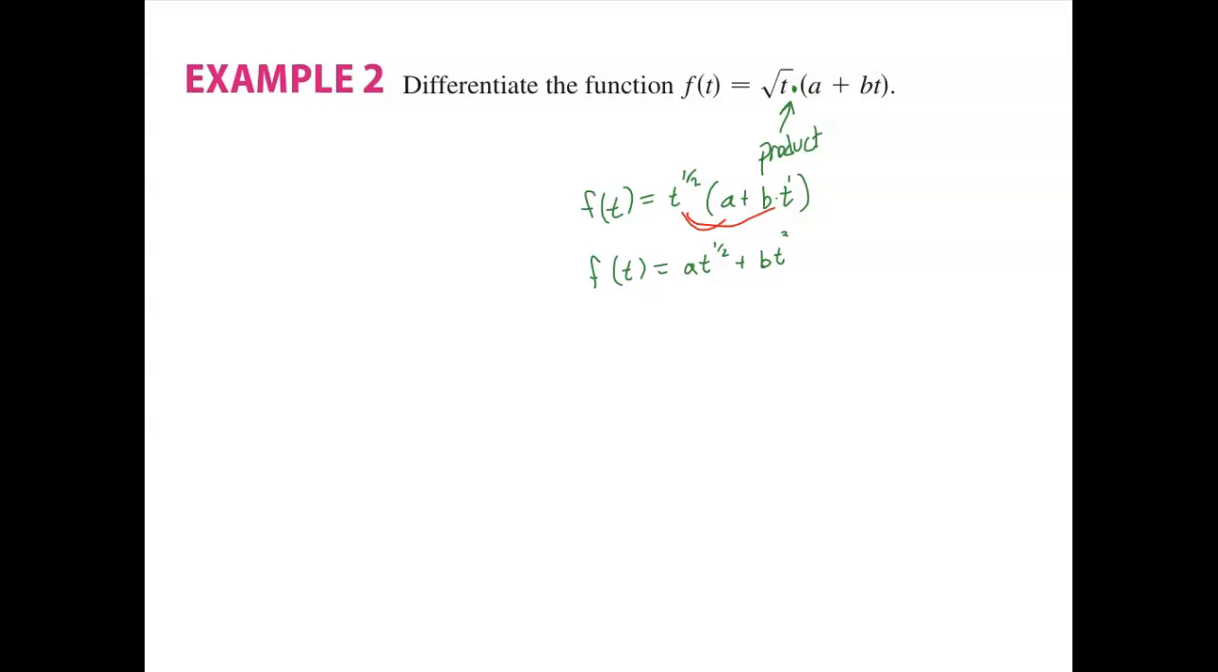3/2. Excellent. And now we can take the derivative, avoiding using the product rule. Remember that a and b in this case are just constants. t is our variable. So I'd have 1/2 a t to the -1/2 plus 3/2 b t to the +1/2, and there's my derivative.